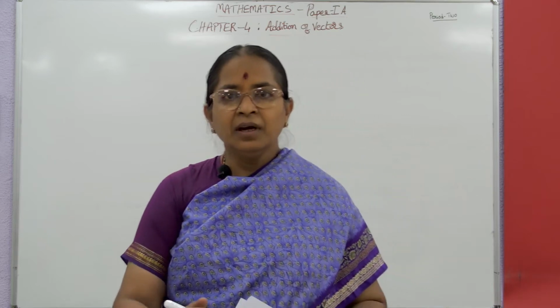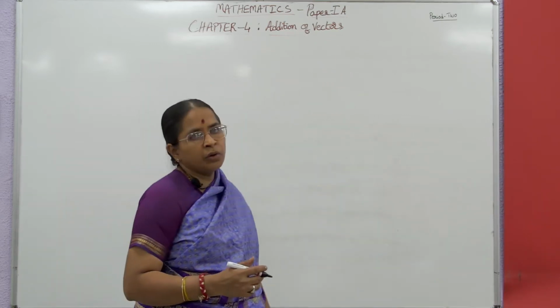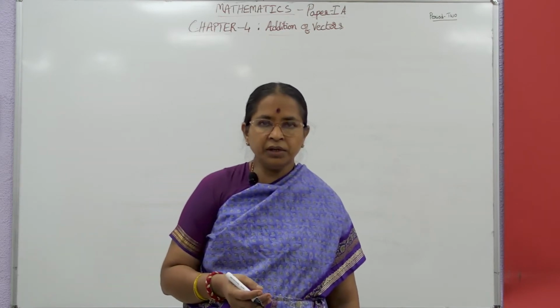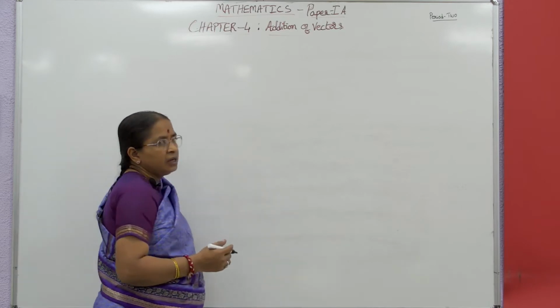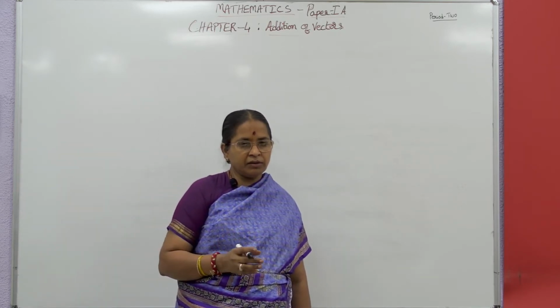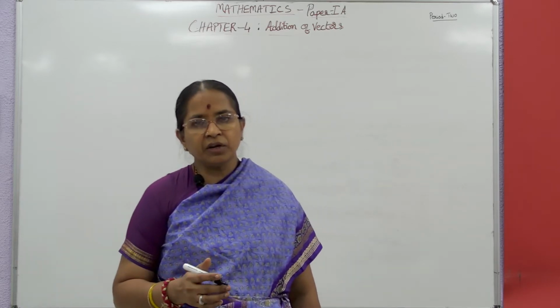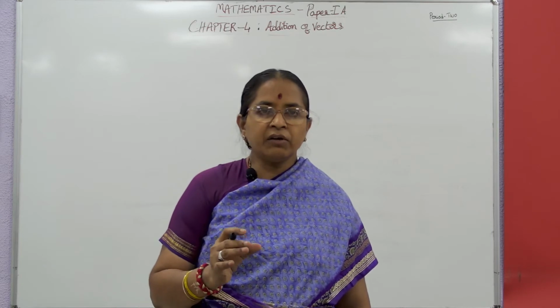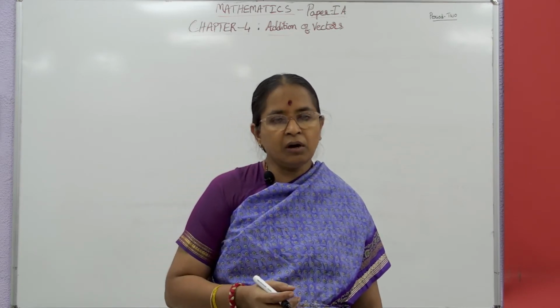Good morning, children. In the last period, we studied vectors, their notation, and different types of vectors, like equal vectors. Equal vectors are vectors whose coordinates are equal, as we studied. And then the position vector of a point P. The position vector of a point P is the vector OP, where O is the origin.